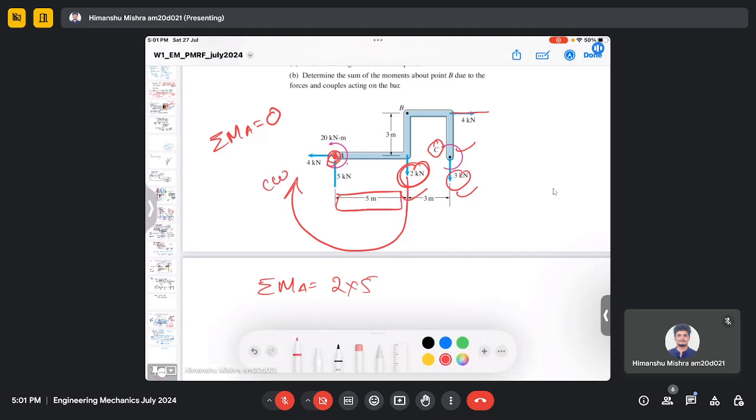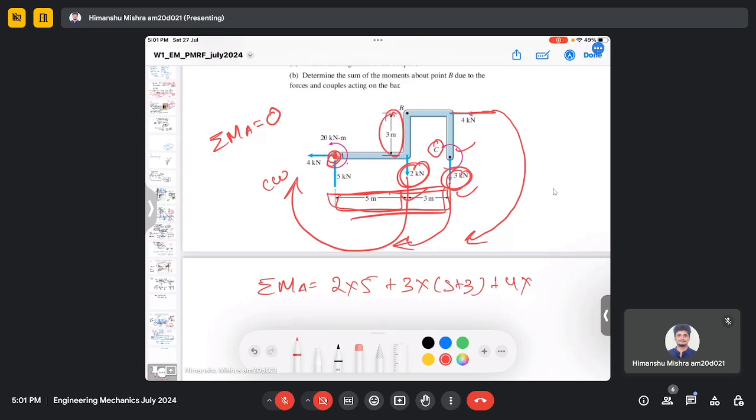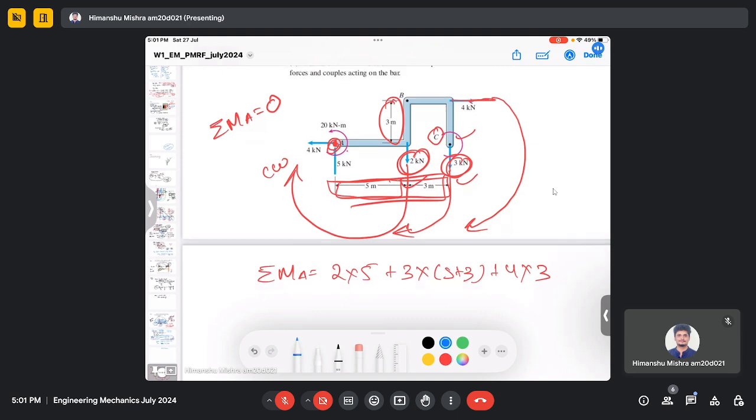I am taking clockwise as positive, and this is also clockwise around point A, plus 3 multiplied by 5 plus 3, because this is my perpendicular distance for the 3 kilonewton force. Then for this force, again it's a clockwise direction about point A. So it's 4 multiplied by the perpendicular distance, this 3 meter. And then there is a couple acting in the counterclockwise direction, minus C.